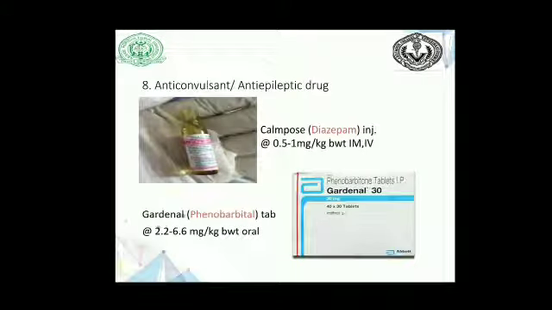Next, to prevent epileptic seizures in dogs, we can go for an anticonvulsant or anti-epileptic drug, which includes Compose injection with the composition of diazepam at the dose rate of 0.5 to 1 mg per kg body weight, which we can inject both intramuscularly or intravenously. The anticonvulsant drug is also available in tablet form, that is Gardenal of phenobarbital composition at the dose rate of 2.2 to 6.6 mg per kg body weight orally.